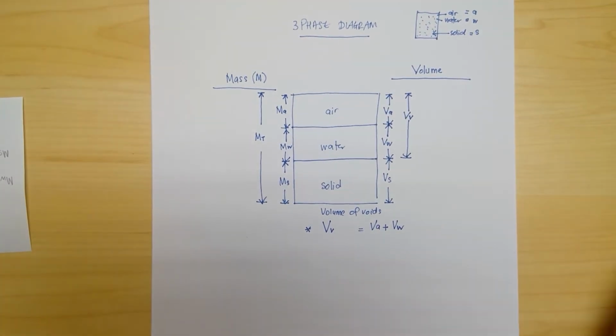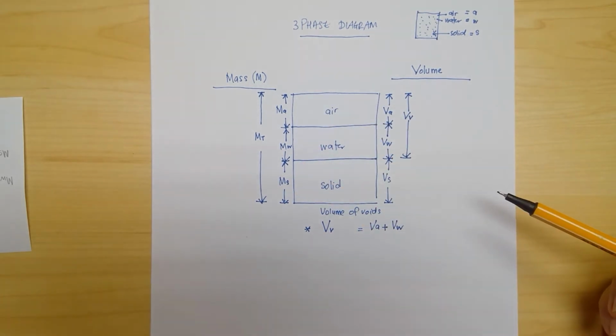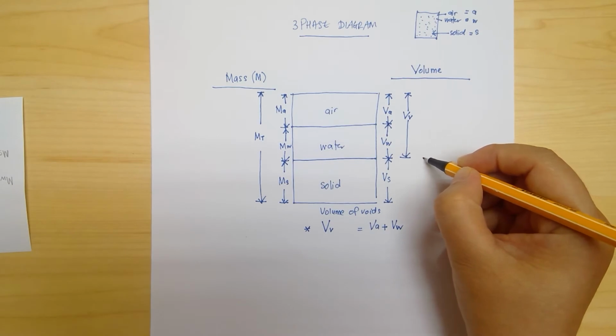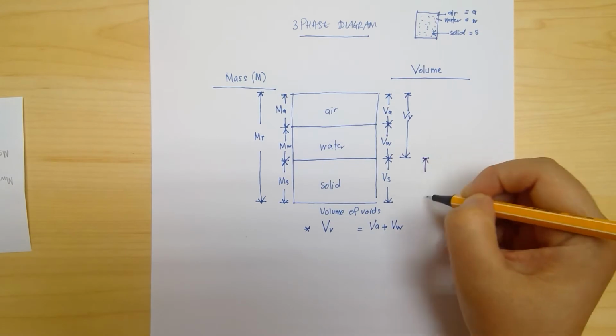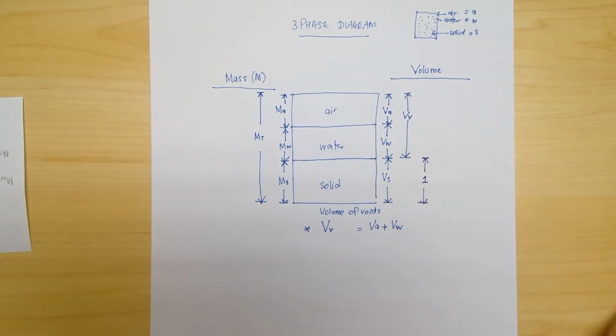Okay, this is the basic principle of what you want to know about the three-phase diagram. This is only the notation given to all of you. But all of this is represented by its own equation, so let's do this together. For the volume of soil or volume of solid, the value we will use is 1. We always take the volume of solid or soil as equal to 1.